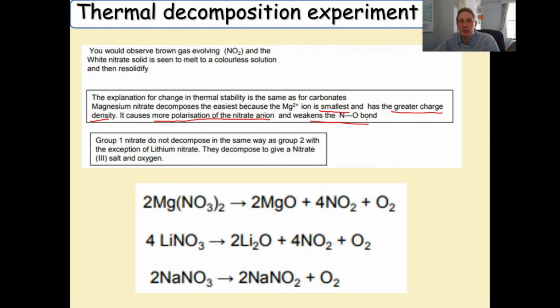Group 1 nitrates do not decompose in the same way as group 2, with the exception of lithium nitrate. They decompose to give a nitrate(III) salt and oxygen. Okay, learn these. They're not always that easy to generate on the spot, so make sure you can write these equations. So we've got the magnesium nitrate decomposing, lithium nitrate and another group 1 nitrate.